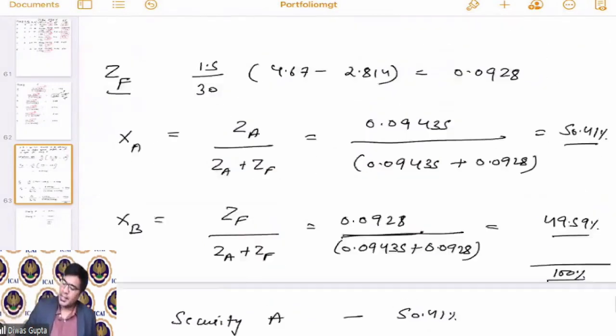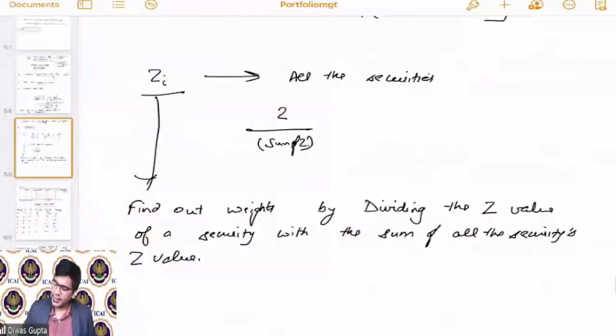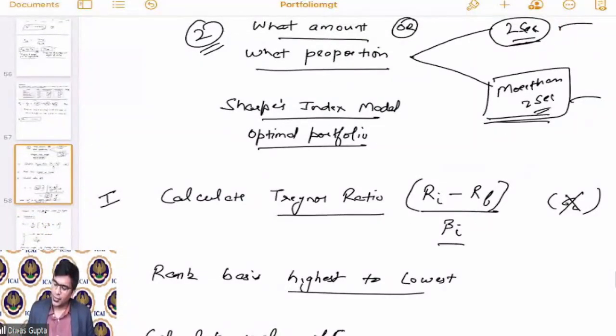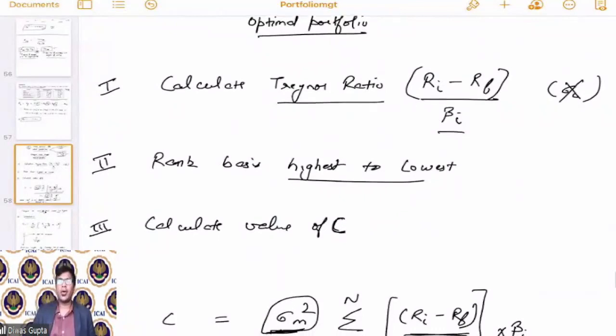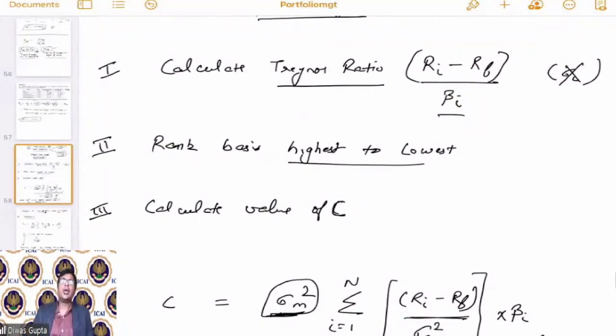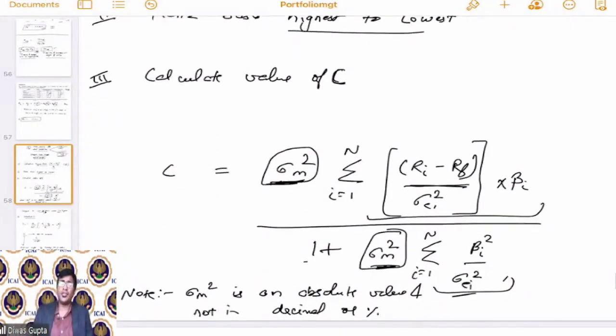Okay, so let me again come back to this process and reiterate it. We have studied how to calculate the optimum portfolio in the case of Sharpe's index model. First of all, we have to calculate the Treynor's ratio, which is Ri minus Rf divided by beta. Then we have to rank from highest to lowest, and against that ranking, we have to calculate the value of C.